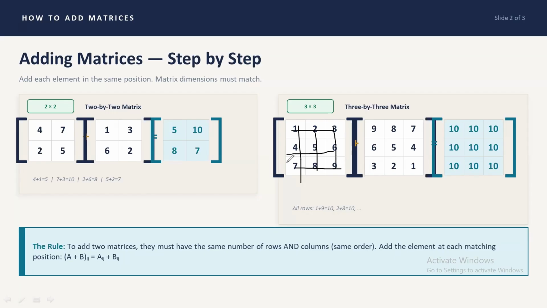So basically, in addition of matrices, it is important to note that we add matrices of the same form. That is, you can add a 2 by 2 matrix to a 2 by 2 matrix, a 3 by 3 matrix to a 3 by 3 matrix, or a 1 by 3 matrix to a 1 by 3 matrix. So it is important to note that. So let's move forward.